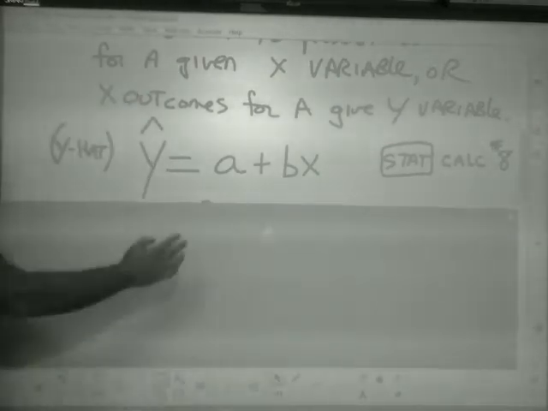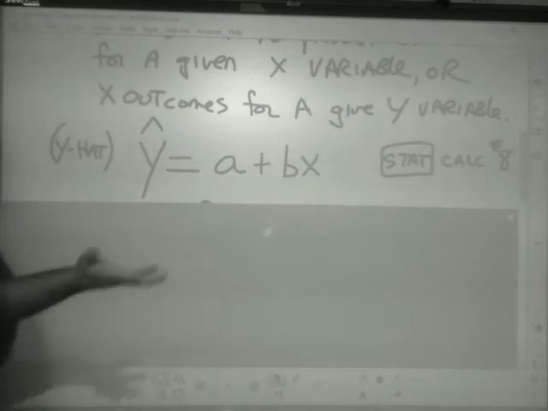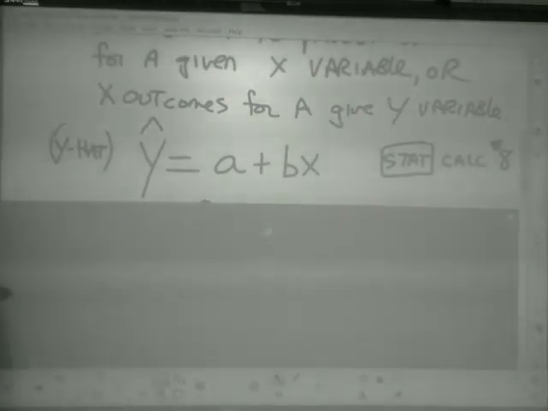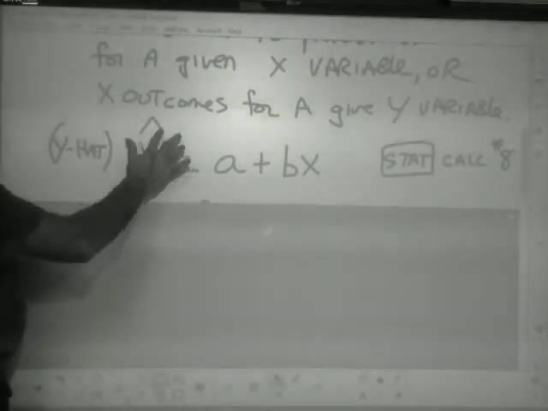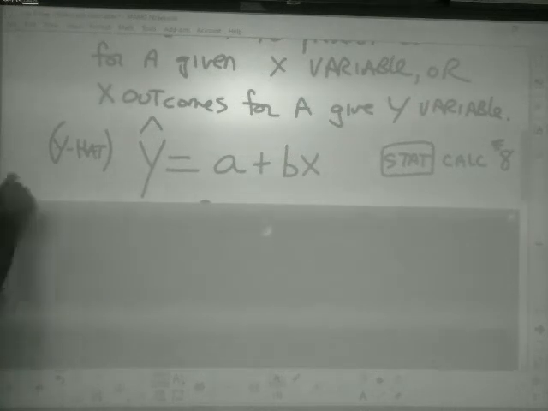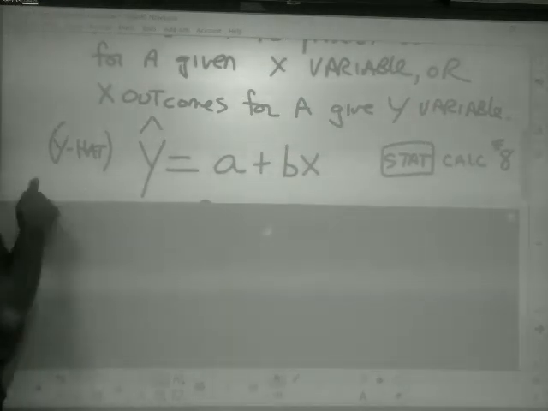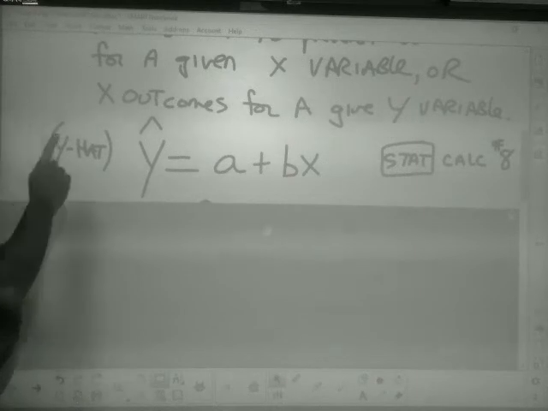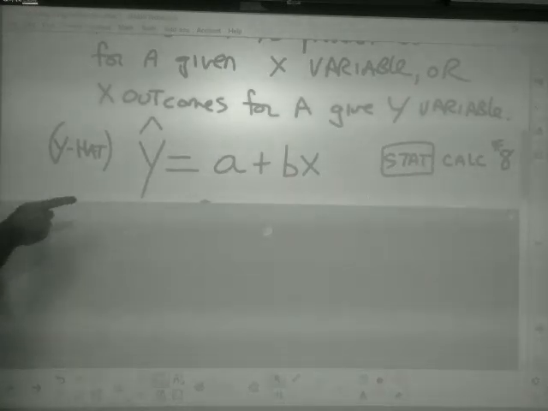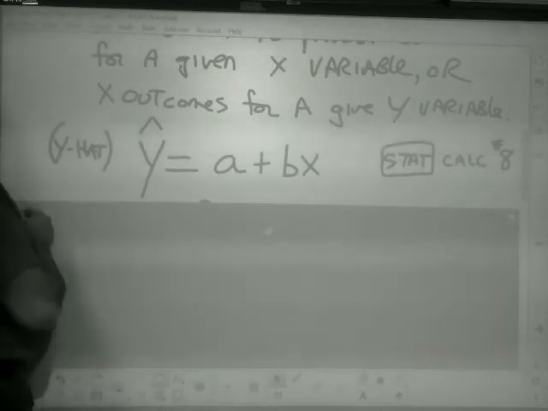Now, I know you've seen a plus bx or mx plus b in the past, but what's new is we put a hat on top of the y. We call it y hat. And we put a hat on top of it because we're saying that this equation came from data that we took, and it's our predicting equation.